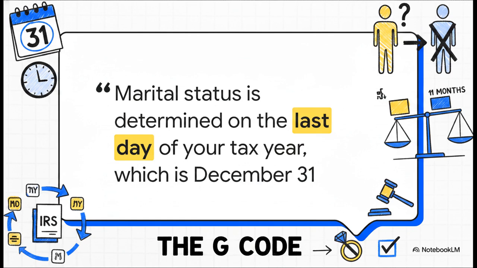You see, there's this massive myth out there that your taxes are somehow prorated. People think, well, I was married for 11 months of the year, so I should definitely file as married. No, the IRS literally only cares about exactly where you stand on New Year's Eve. If you get legally divorced on December 30th, the IRS considers you unmarried for the entire year. December 31st is the only day that matters for locking in that crucial starting line.